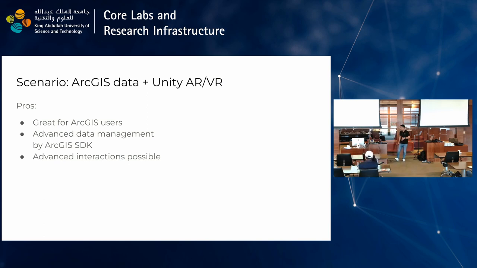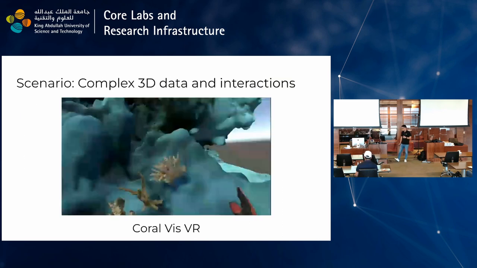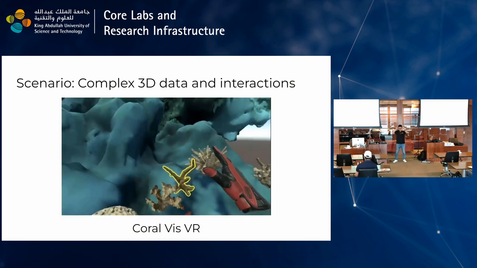Advanced interactions, you can do it because it's all in Unity and can work with offline data. Just export the data to a file. Disadvantage, you need a license, but we have that in KAUST, so that's amazing. If you're hosting your data in the cloud, after like 2 million tiles, you might have to pay like 1 cent per tile. A tile is, I don't know, like a 10 square meter by 10 square meter image. And you'll need to learn ArcGIS and Unity to do this, obviously. And as I've shown you, there's only 4 layer types supported right now, but it should be plenty to work with. All right.